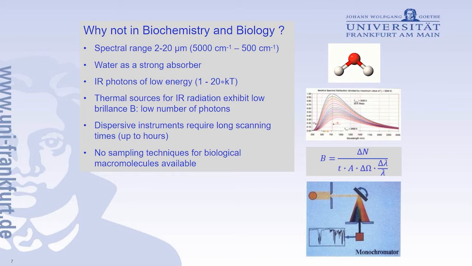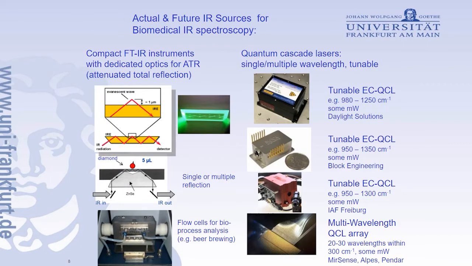And the other problem was at the beginning of IR biospectroscopy, no sampling techniques for biological macromolecules, membranes, or cells were available. Now that has completely changed. We have now, first of all, compact infrared instruments, basically working on the Fourier transform principles, interesting sample interfaces like here on the left side, the so-called attenuated total reflection technique with an easy sample access, and those either for very small sample volumes like a drop of blood, as we see later on, or even flow cells for bioprocess analysis.